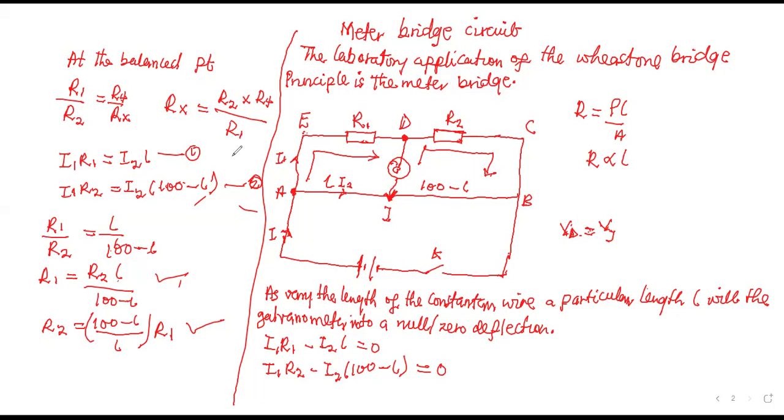Let's see how this is used in solving problems. In a meter bridge circuit, the null point is found at a distance of 40 centimeters from A.